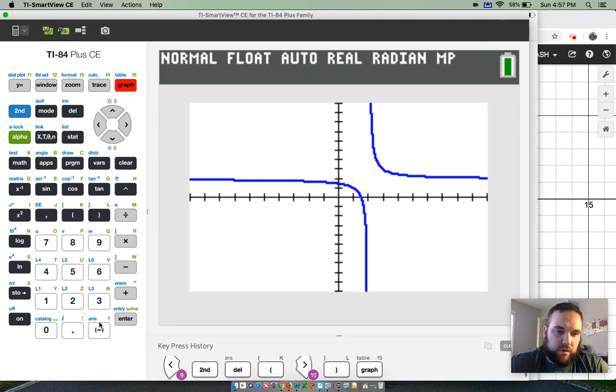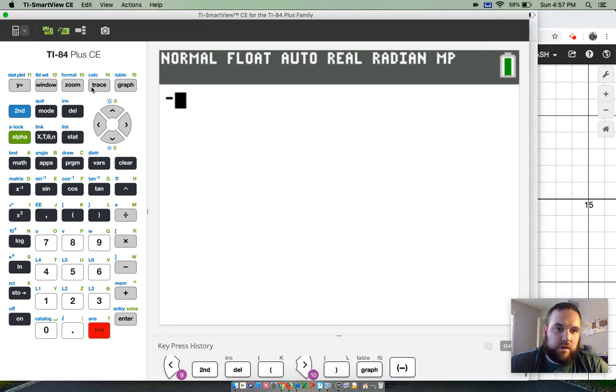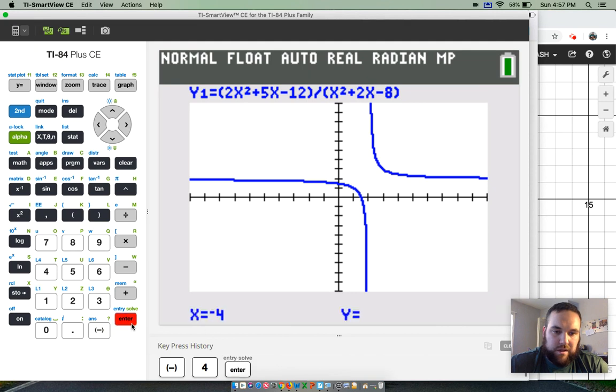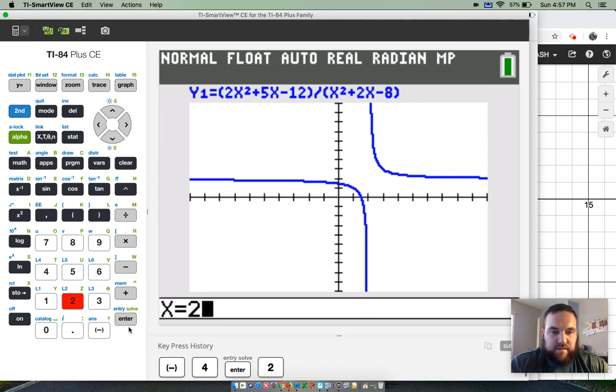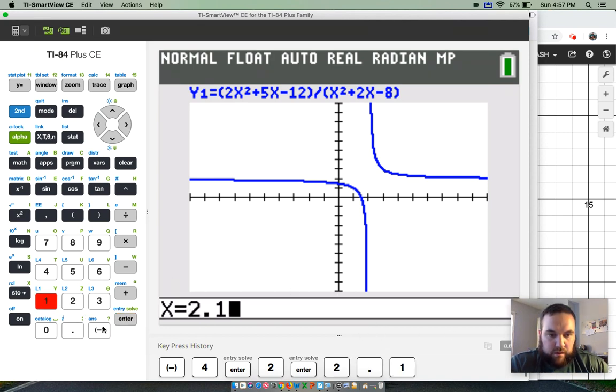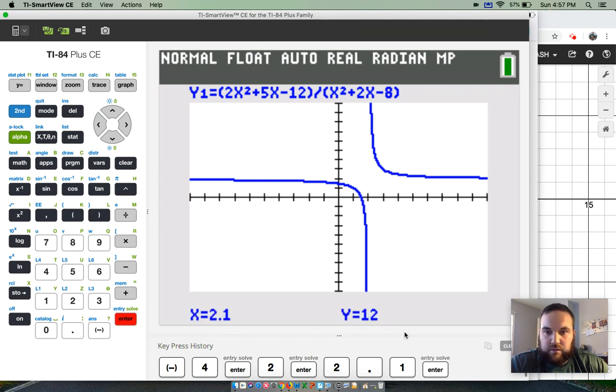What is interesting is that if I hit trace, it allows you to follow the cursor along the graph. But I can also type in -4 and see that it doesn't return a y coordinate. That's what the calculator does to show you that there is some sort of discontinuity. Even though it looks like I've got something right there, I don't get a y coordinate. If I type in 2, which is our asymptote, it also comes up blank. Any other number I type in, such as 12, will give me a value back.